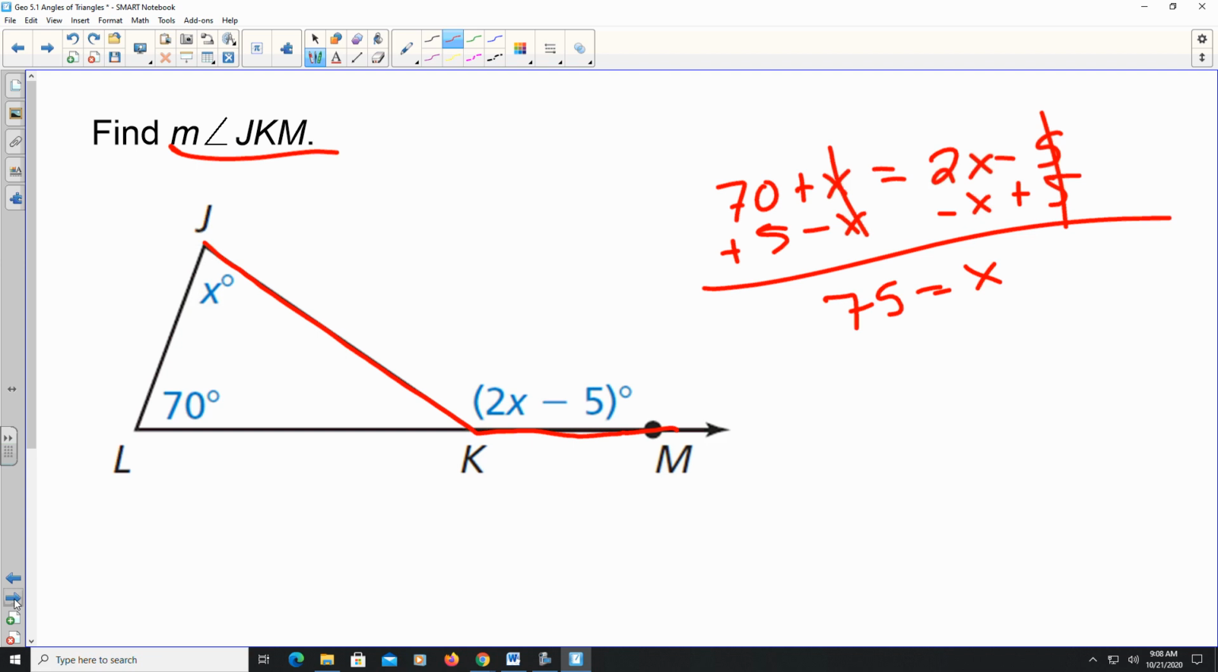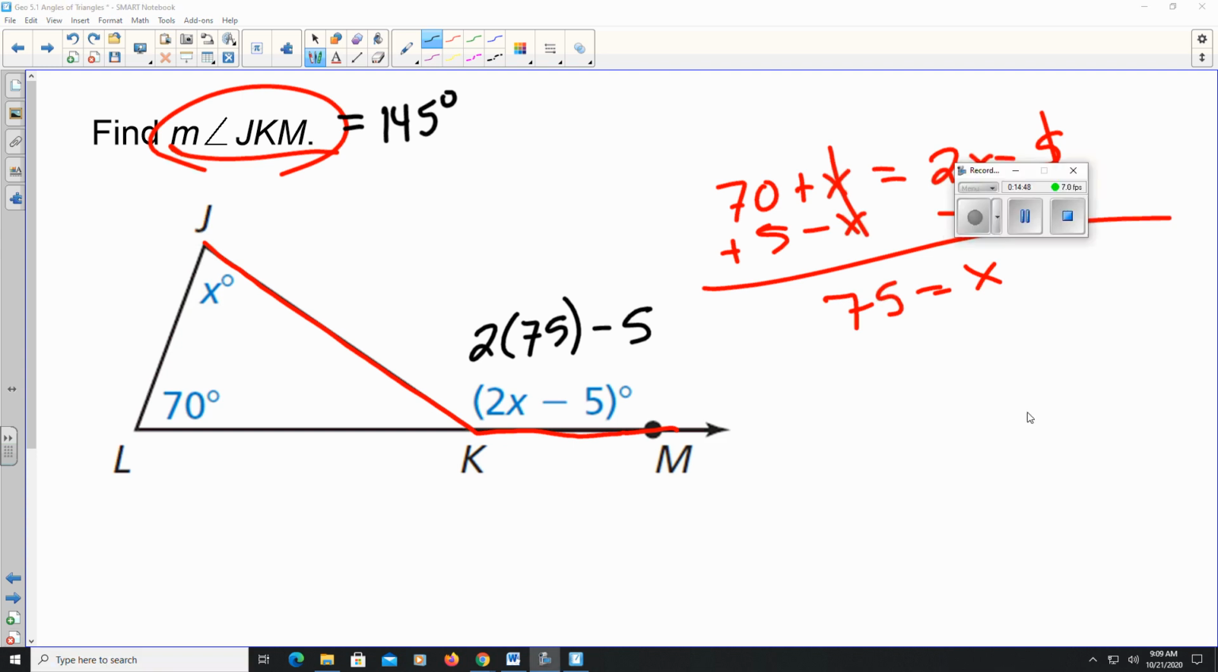All right, so 75 equals x doesn't answer the question. It's wanting to know what the measurement is of this red angle that I just drew here. So in order to find it, you're just going to take 2 times 75 minus 5. So 2 times 75 is 150 minus 5, so essentially the measurement of angle JKM is 145 degrees. And that is looking at angles of triangles. Hope this helps. Until next time.